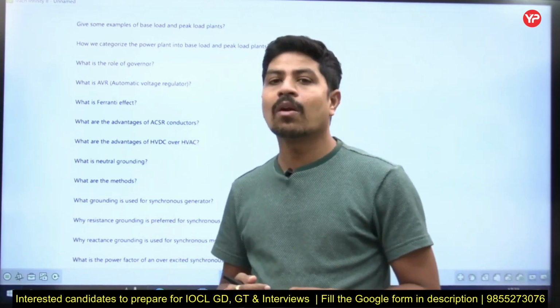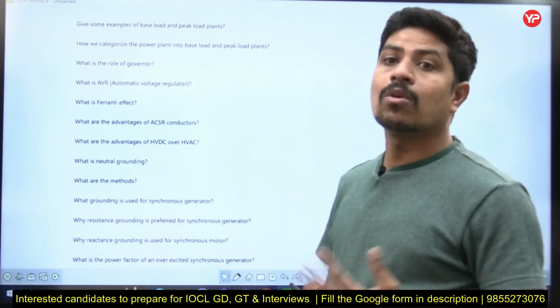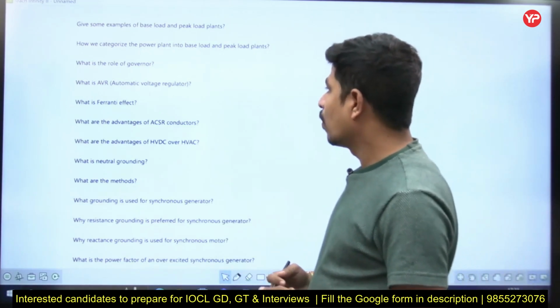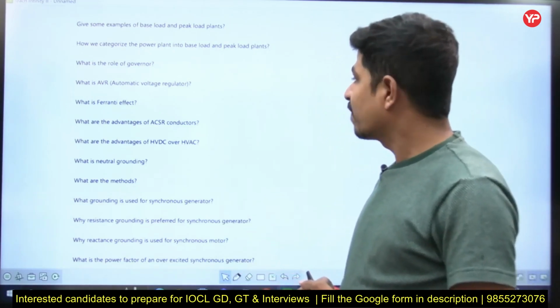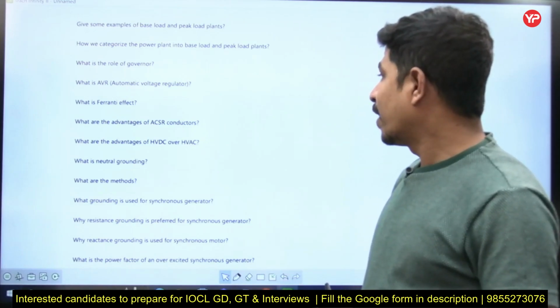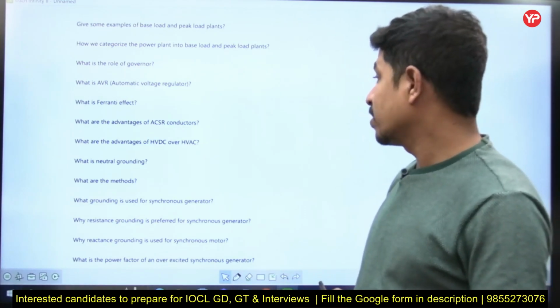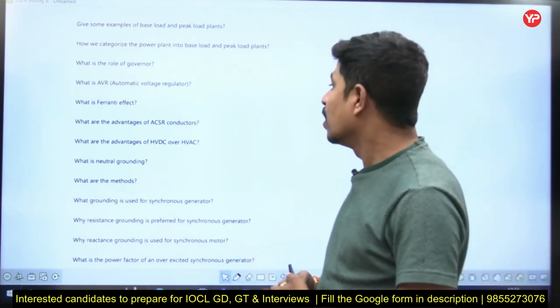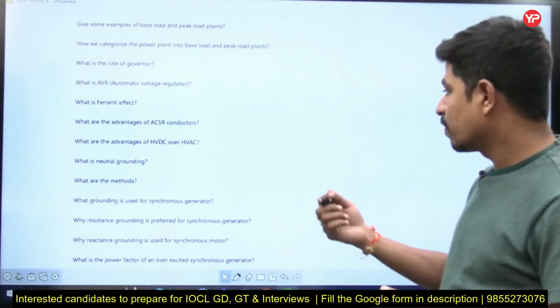Next, what is the role of governor? There is a speed governing mechanism in our generation. What is the role of that? Next one is, what is AVR, automatic voltage regulator? What is Ferranti effect? What are the advantages of ACSR conductors? What are the advantages of HVDC or HVAC? What is neutral grounding? What are the methods of neutral grounding?